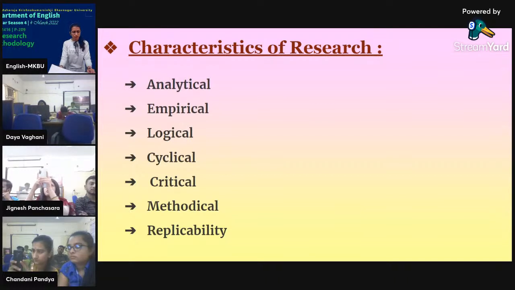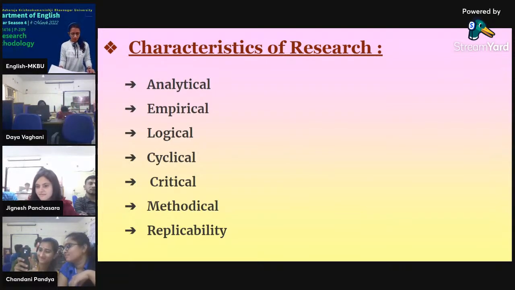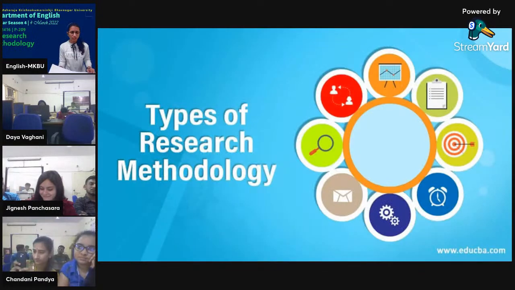And methodical. Research is conducted in a methodical manner without bias, using systematic methods. And replicability. Research designs and procedures are repeated to enable the research to arrive at valid and conclusive results. Next, we can see about types of research.